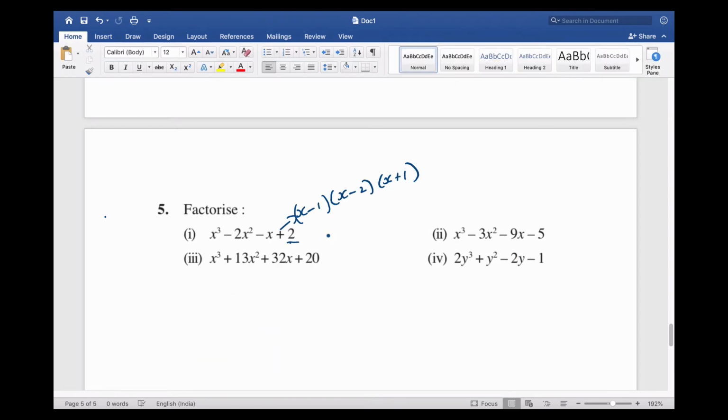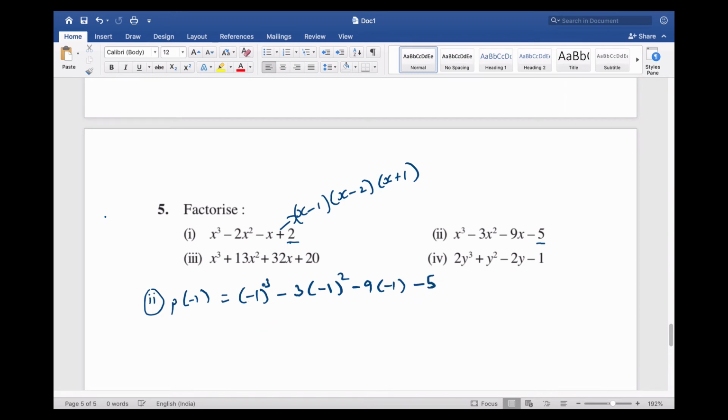Okay, moving to part 2. Now again we will look at the factors for minus 5. So as it's negative, we should first try minus 1. Let's try minus 1 for it. So p of minus 1, let's see if it gives us 0. So I get minus 1 whole cube minus 3 into minus 1 square minus 9 into minus 1 and minus 5.